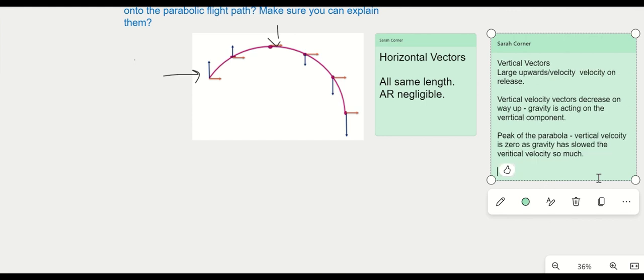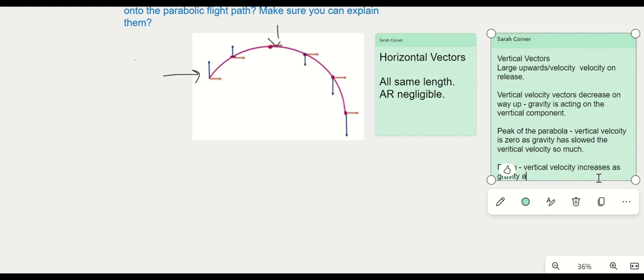And then you'll notice on the way down, the vertical velocity arrows start to pick up again. They start to increase their velocity, so the arrows get longer. And the reason for this is that gravity is now pulling that projectile, that shot, down to the ground. So on the way down, vertical velocity increases as gravity acts on the projectile, pulling it down to earth.